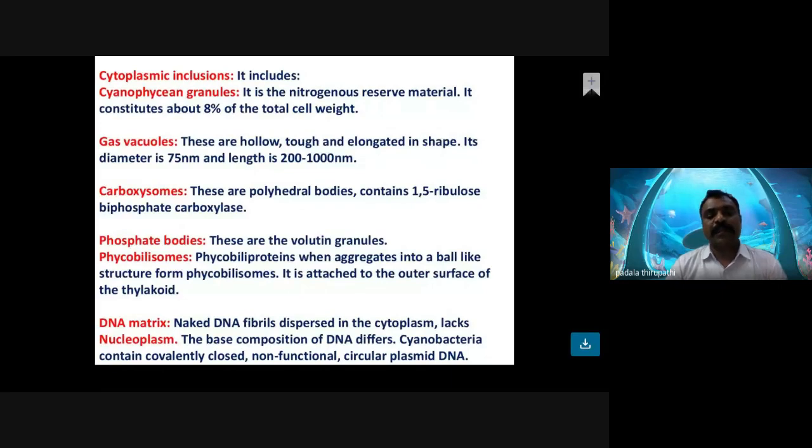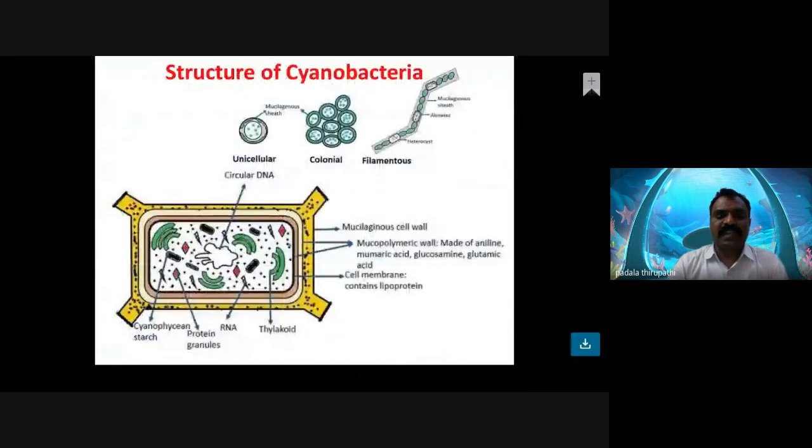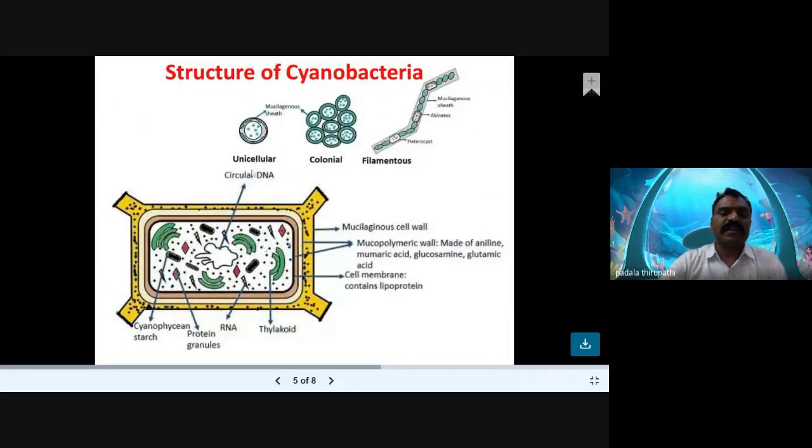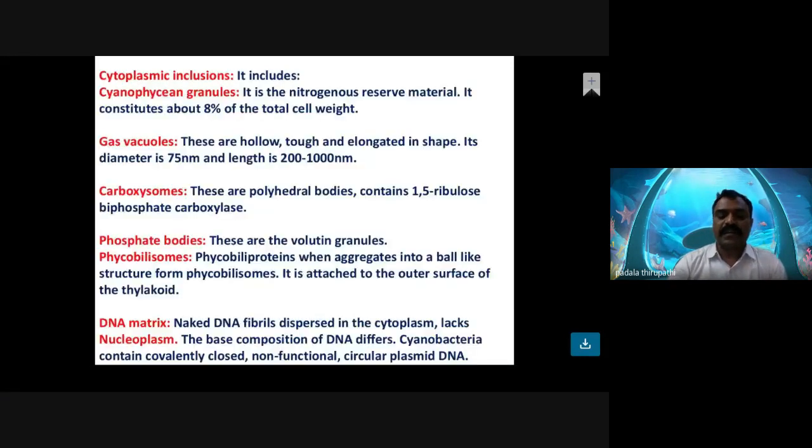The base composition of the DNA differs. The cyanobacteria contain covalently closed, non-functional circular plasmid DNA. So in the previous slide, along with the nucleoid, we observed circular DNA structures in this cell, which we can also call plasmids. These plasmids are very, very important in DNA technology, in genetic engineering and biotechnology, where plasmid DNA is used as a vector for the transmission of new DNA, DNA transfer. Okay, so this is about the plasmid DNA.